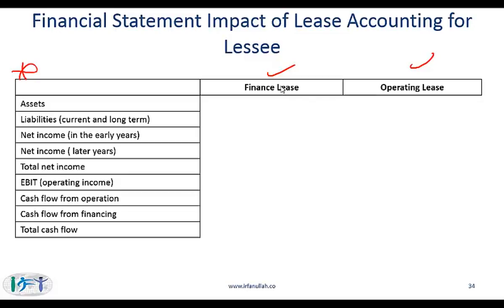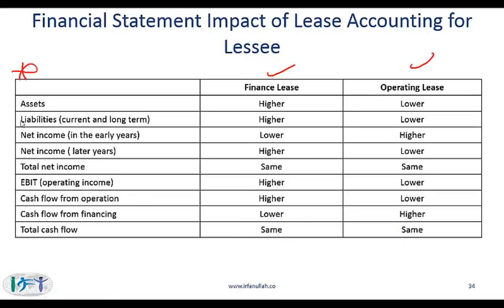There is some subjectivity involved. So with finance leases, will the asset value be higher or lower relative to operating leases? Will liabilities be higher or lower, and so on? So fill this out. Let me make a note. So notice that we talk about net income here over 3 different rows.